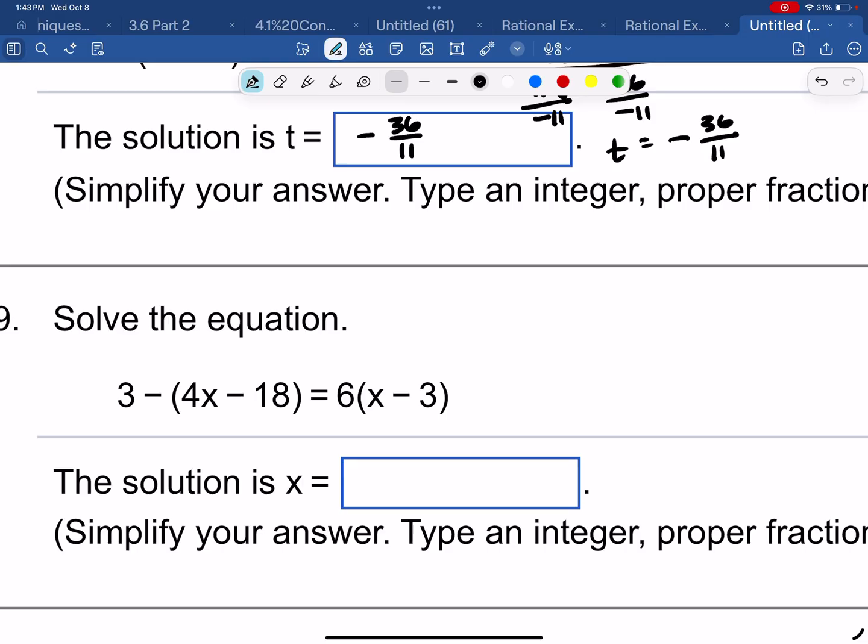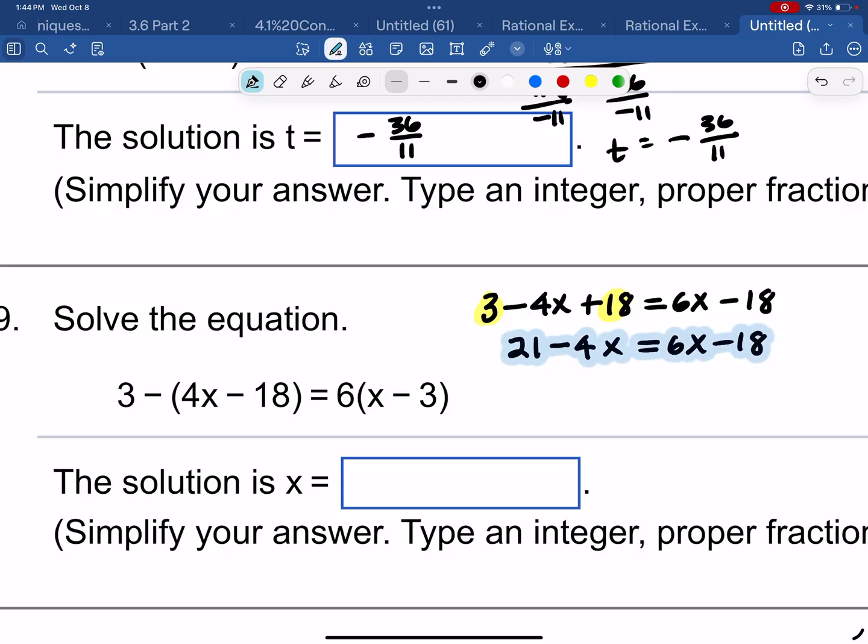Number 9. Solve the equation. 3 subtract, in parentheses, 4x minus 18 equals 6 times x minus 3. So that's 3 minus 4x plus 18 equals 6x minus 18. I have some like terms on the left-hand side. I've got a 3 and an 18. Those are numbers, so they're like terms. So I've got 21 minus 4x, and you can put negative 4x plus 21. Either order is fine. 6x minus 18.